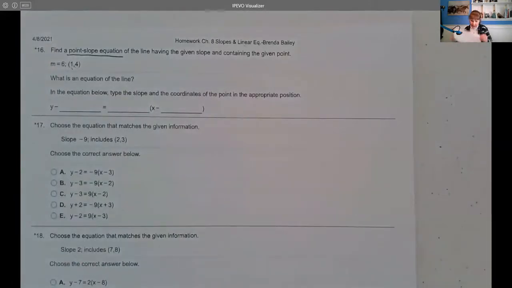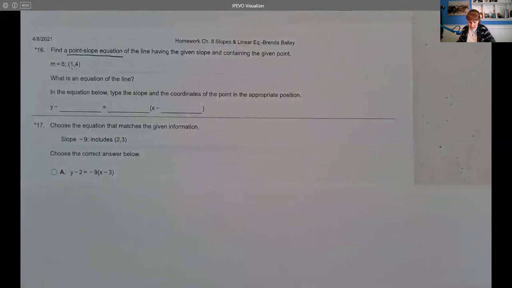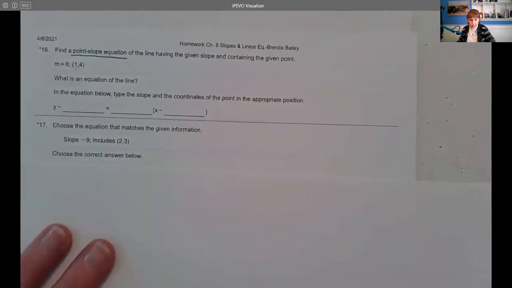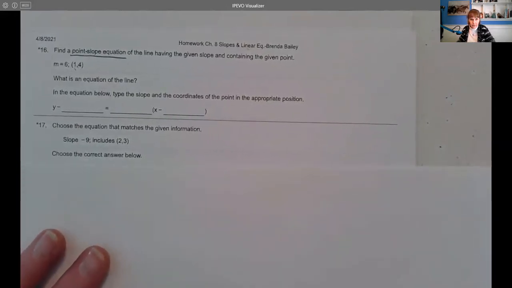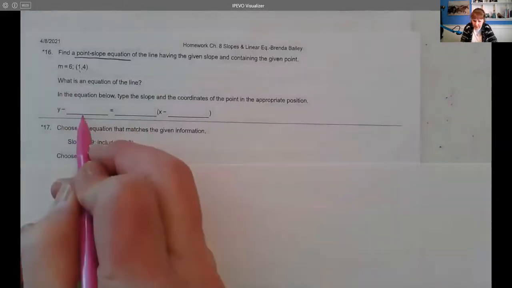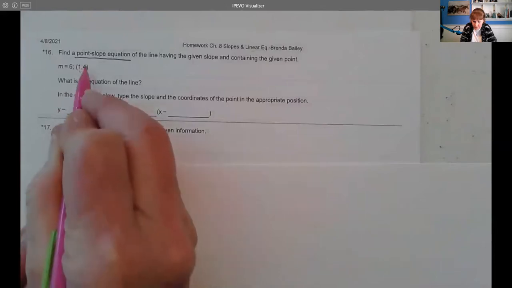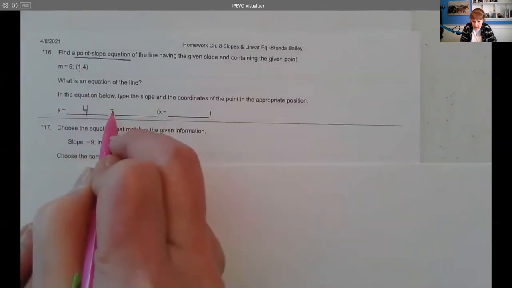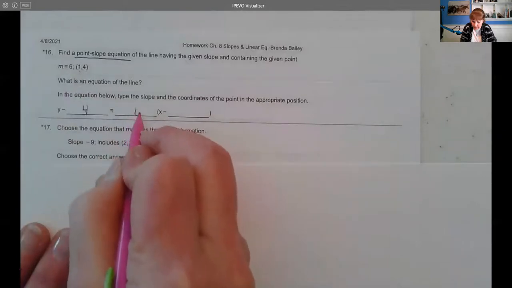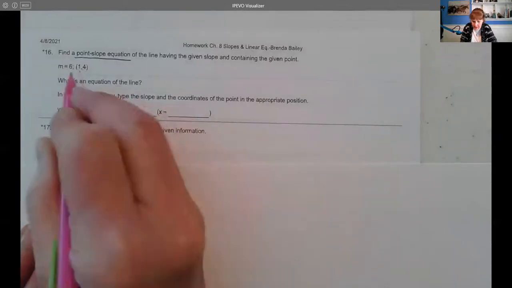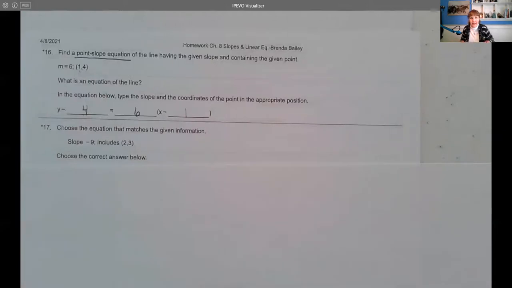We have a bunch of them to practice. Okay, and some of these are multiple choice, so that's good. Here, I want to go back to this one. So this would be y minus, you would put a 4 here, from the 4, the y sub 1, equals the m is 6, x minus the x coordinate of 1. Okay, so that's how you'll fill that in. It's a little strange.